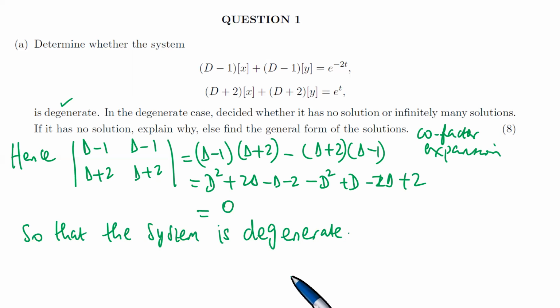Because it is degenerate, we need to know whether it has infinitely many solutions or not, because if it's degenerate, it might have no solution. So let's look at the next investigation of this problem.